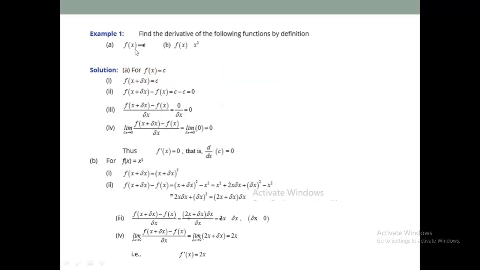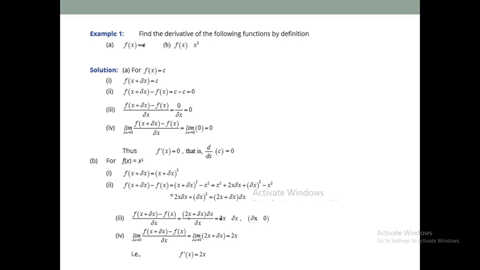Now we have a question: f of x is equal to c. We replace x by x plus delta x, and then we subtract, left from left and right from right, and then divide by delta x, taking the limit as delta x tends to 0. The result is equal to 0. So remember that the derivative of a constant value is 0.